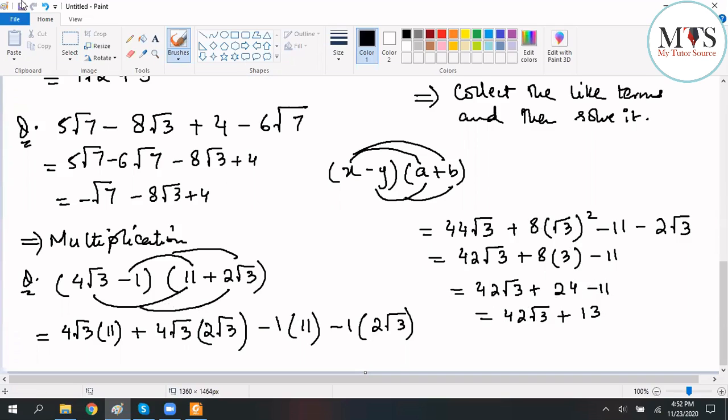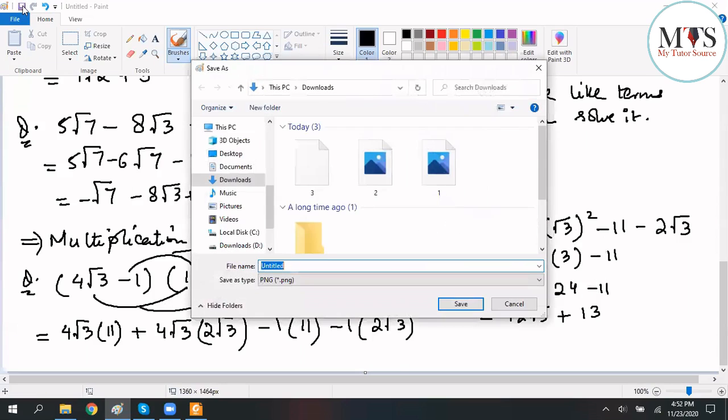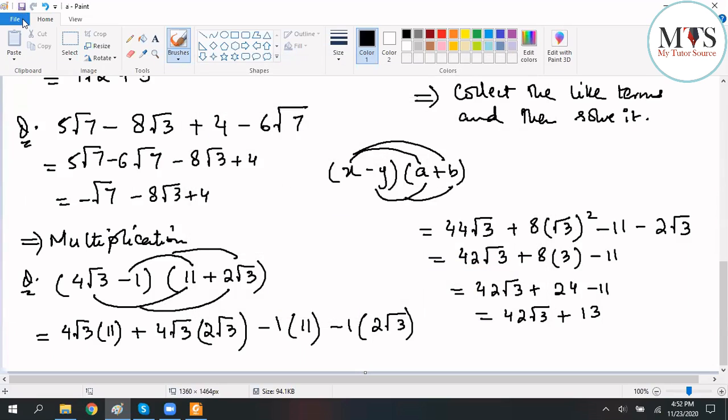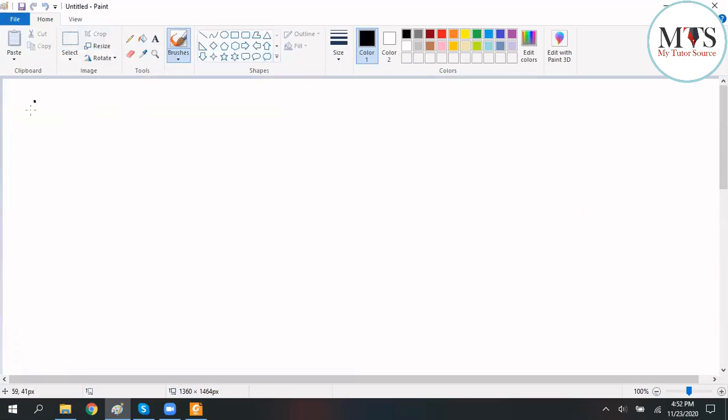Okay. Now I'll give you a question and you can try this. 12 minus 5 root, let's say 11 times 3 root 11 plus 6. Can you solve this one? Sure.